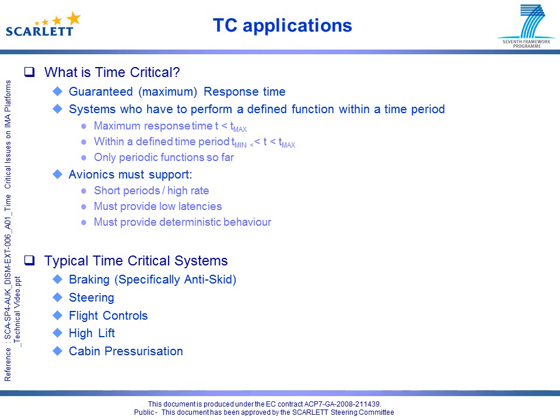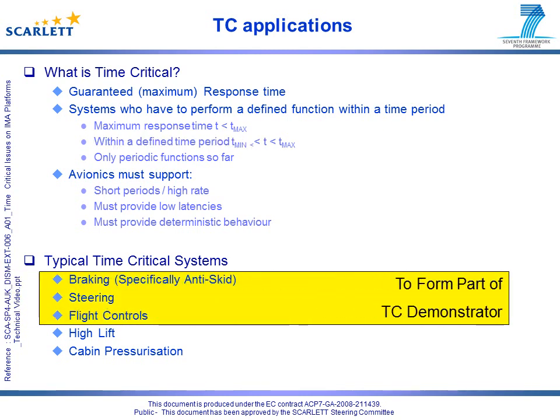So, just to remind you, what do we mean by time critical? Essentially, any event which requires a guaranteed maximum response time is time critical. It can also specify a time window, for example 4 to 5 milliseconds, where 3 milliseconds or less is a failure and 6 milliseconds or more is a failure. From the list of typical systems which require time-critical functionality, braking, steering, flight controls, high lift, cabin pressurization, it is intended to demonstrate the first three within Scarlett.